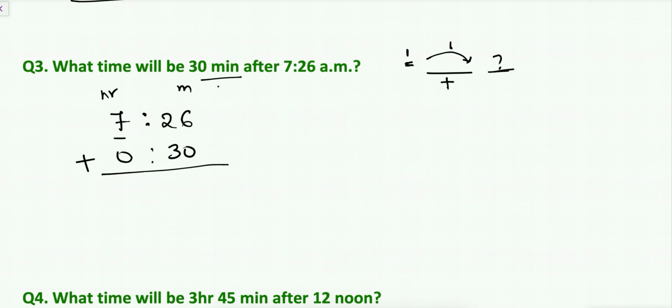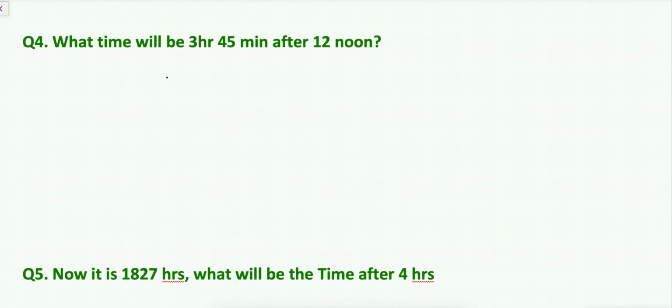What time will it be 30 minutes after? To get the after time, we need to add the time after the current time. That is 7:26 plus 30. So 6 plus 0 is 6, 2 plus 3 is 5, and it is 7. So it is 7:56 a.m. So the time 30 minutes after 7:26 a.m. will be 7:56 a.m. Let's see question number 4. What time will it be 3 hours 45 minutes after 12 noon?